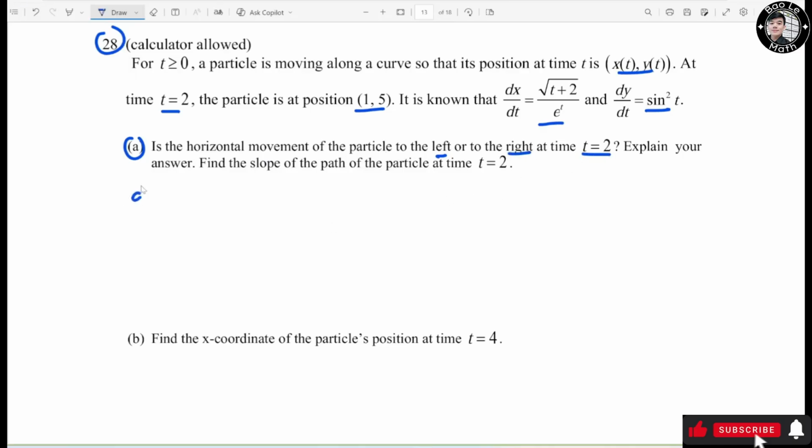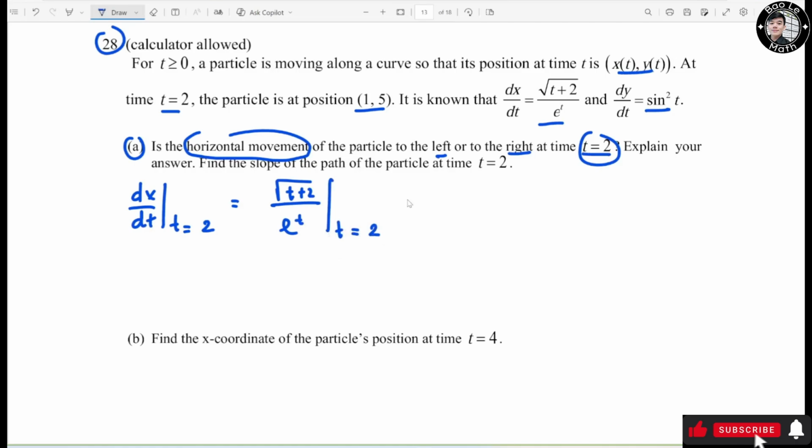So we need to calculate dx over dt, right? Because this is horizontal movement at t equals 2, right? 2 right here. So it could be square root of 2 plus 2 over e to the second, right? So it could be 2 over e squared. This guy is greater than 0. It tells us that the particle moves to the right at time t equals 2.